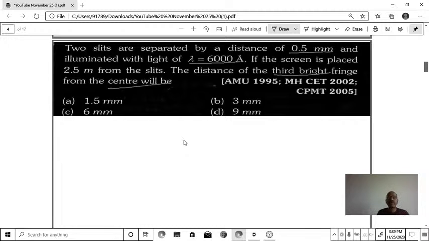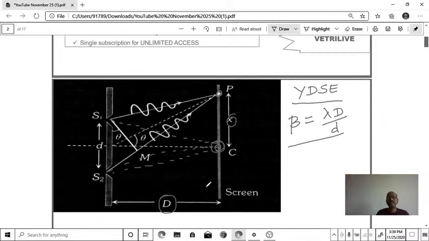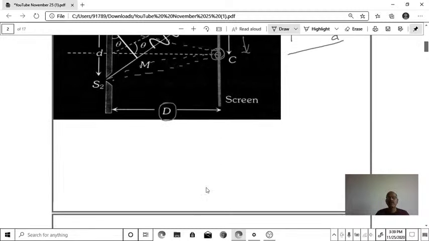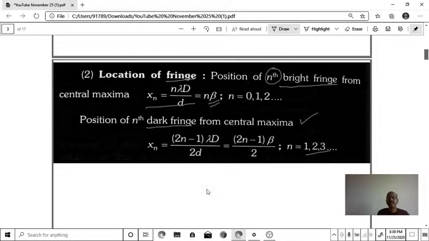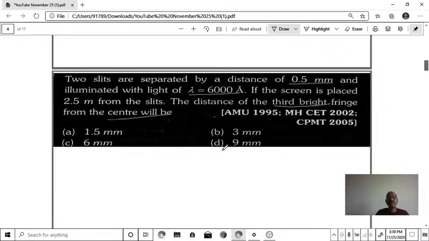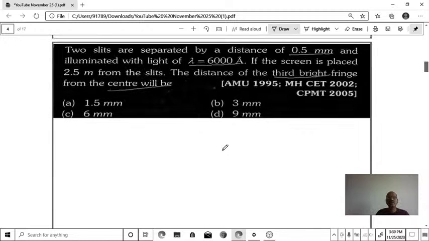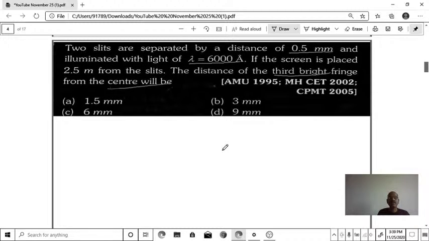Question C, number of bright fringe n equal to 3. Distance of the third bright fringe. Remember, at point P, if you want to obtain the third bright fringe x3 from the center, this is the only question. So for the nth bright fringe, see that formula, x_n equals n lambda D by d. Here n is 3, that's it. So if you want to obtain the bright fringe, see that now, the distance of the third bright fringe from the center.